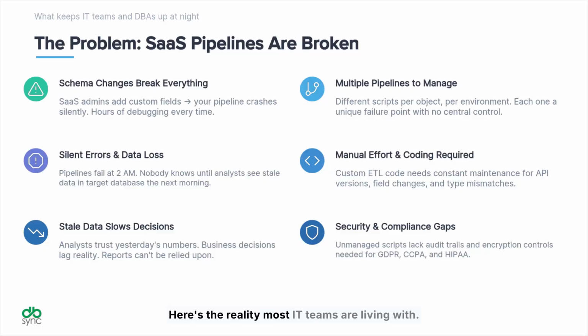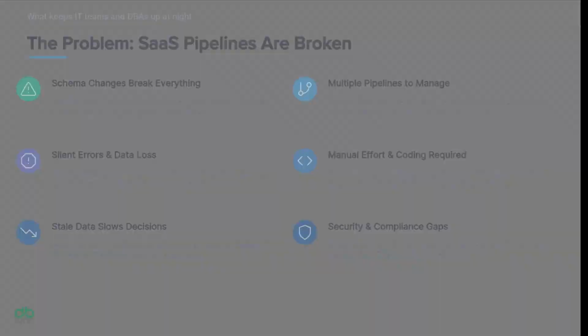Here's the reality most IT teams are living with. A SaaS admin adds a new custom field, and your pipeline breaks silently overnight. By morning, analysts are staring at stale data, and nobody knows why. On top of that, you've got multiple scripts, one per object, each written differently, each a unique point of failure. No alerts, no guardrails, no automatic recovery. And underneath it all, a compliance risk from unmanaged scripts with no audit trails and no encryption. That's exactly what DB-Sync was built to eliminate.